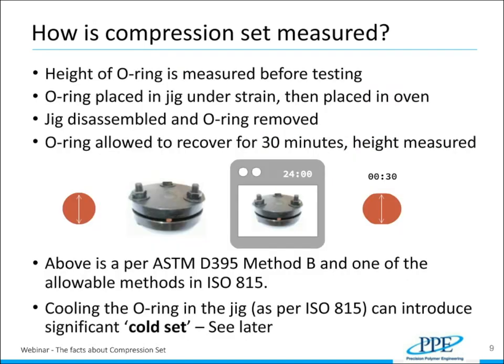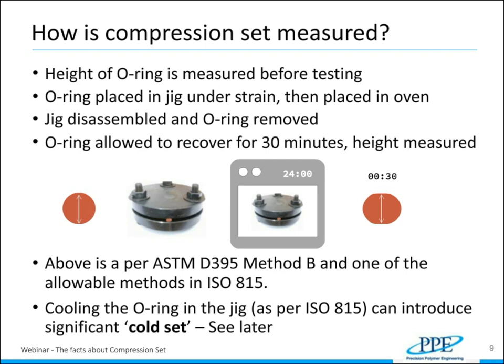The next slide goes into slightly more detail about exactly how and when you have to make all these measurements. You'd measure the height of the O-ring or the sample before it's tested. You'd assemble your jig, strain your sample, and place it in an oven for a given time and temperature. We'll touch on what kind of times and temperatures are often employed in a little while.